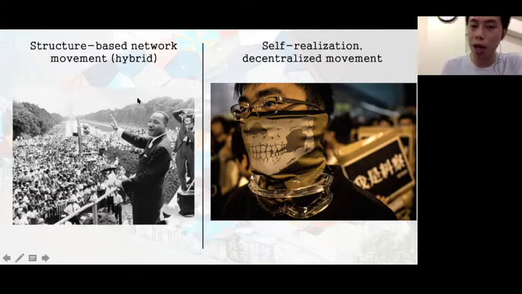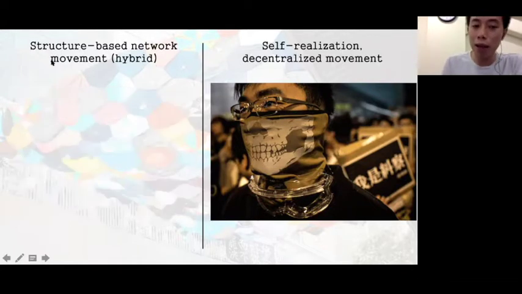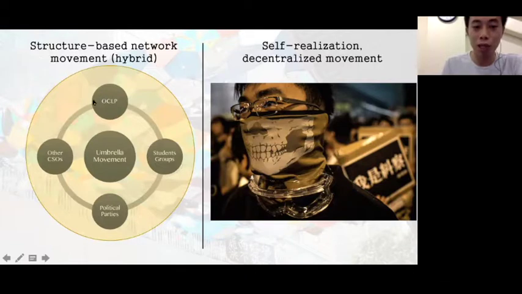In the umbrella movement case, on one hand, it is structured, because there is an OCLP structure and a lot of hierarchy. But at the same time, not every participant identifies themselves as a member of the OCLP. There are different networks that the OCLP was trying to include, like the political parties, the student groups, and the civil society groups. And participants of these student groups or political parties are not necessarily members of these groups, but they might be supporters of these groups, which were included into the cause of the umbrella movement.